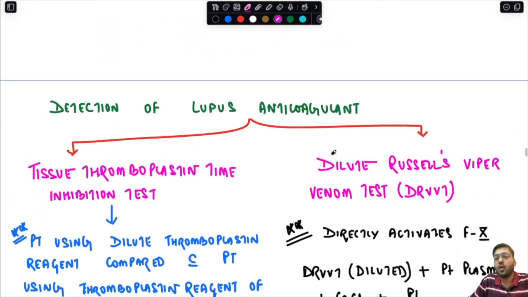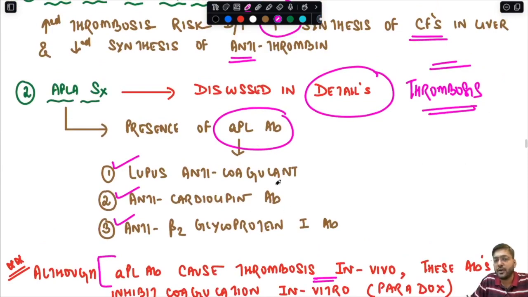Therefore, remember over here under the heading of APLA syndrome, there is a concept of how to evaluate the lupus anticoagulant. Although I have discussed in detail all these three tests under the heading of APLA syndrome, which has already been discussed under the section of thrombosis.